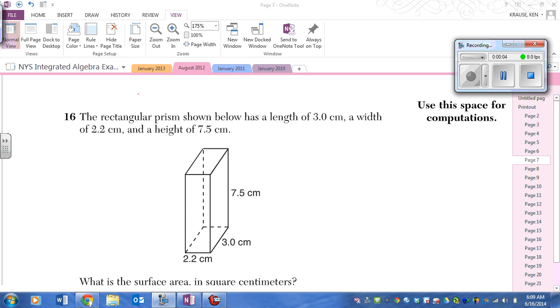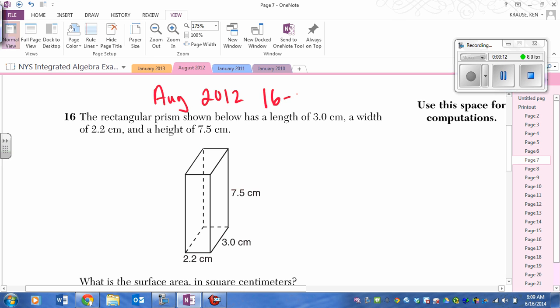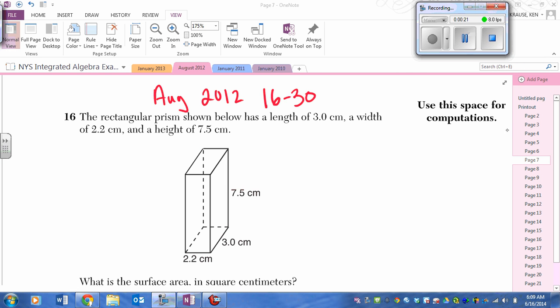Alright kids, this is August 2012, 16 through 30. And I have my calculator up, so we should be ready to go. This should be a little bit smoother, hopefully.